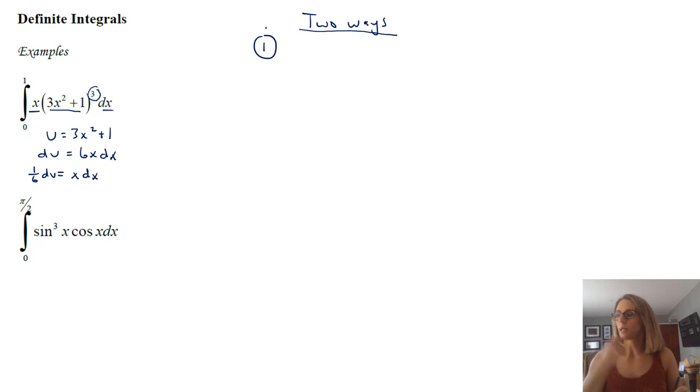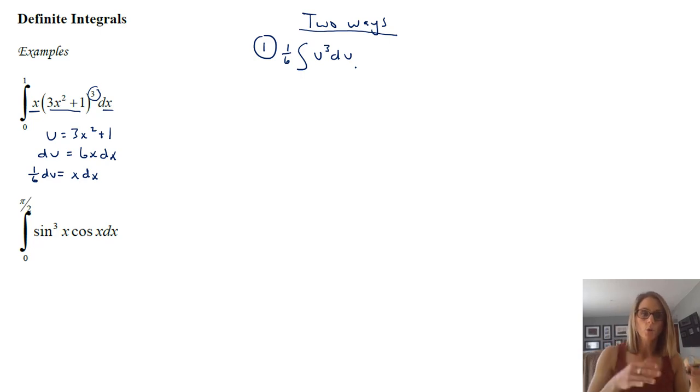But the first thing I want you to see is when I rewrite this, I'm going to rewrite it as 1/6, looks like u cubed du. However, I'm not going to put limits of integration on it right now because they are not the same limits of integration. U and x are two different variables. So u doesn't go from 0 to 1. X goes from 0 to 1. So I'm going to leave it like this right now.